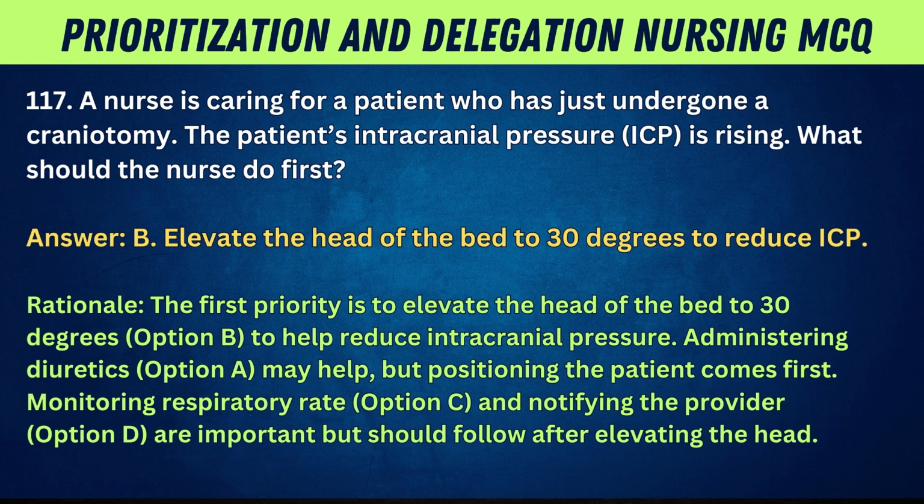Answer. B. Elevate the head of the bed to 30 degrees to reduce ICP. Rationale. The first priority is to elevate the head of the bed to 30 degrees, option B, to help reduce intracranial pressure. Administering diuretics, option A, may help, but positioning the patient comes first. Monitoring respiratory rate, option C, and notifying the provider, option D, are important but should follow after elevating the head.